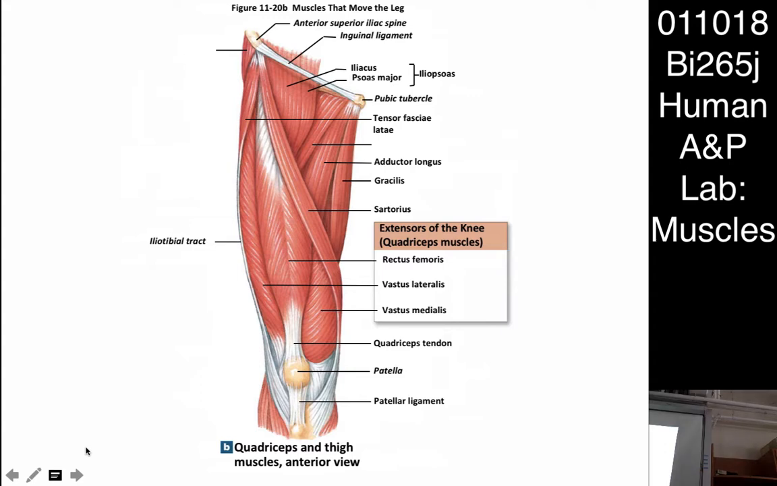All right. Beneath the sartorius, if you were to resect the sartorius, like on this leg here, Katie, would you please take the sartorius off of it? That is the gracilis. No, that is the sartorius.